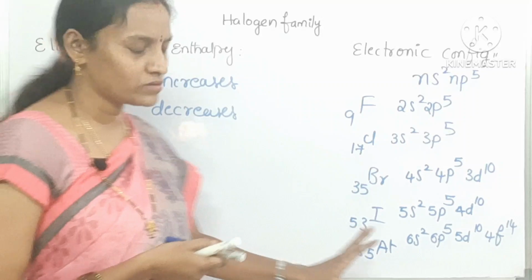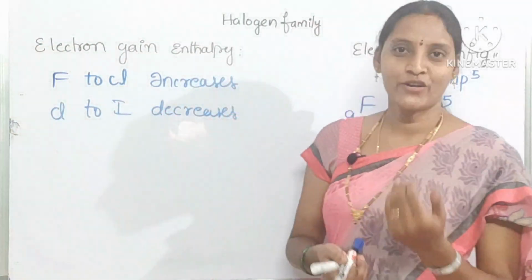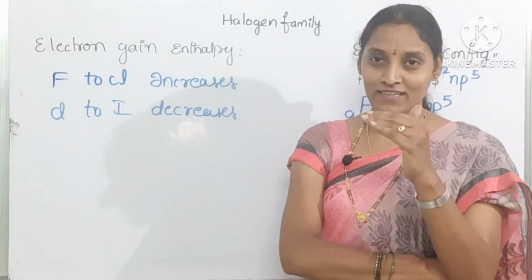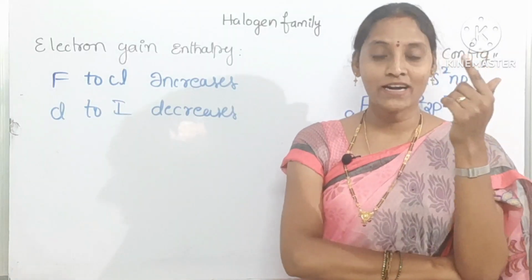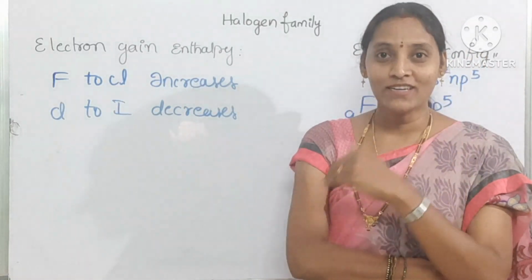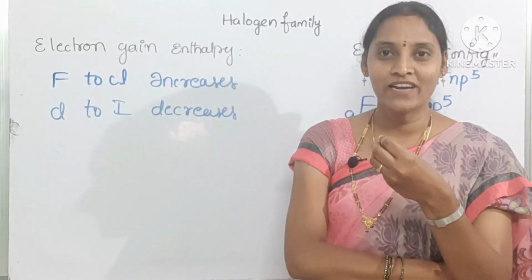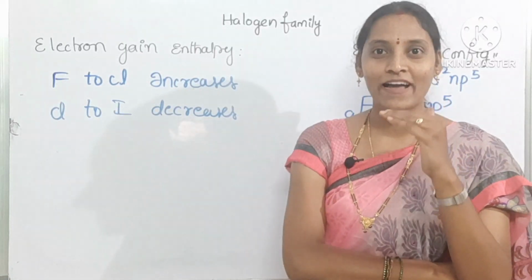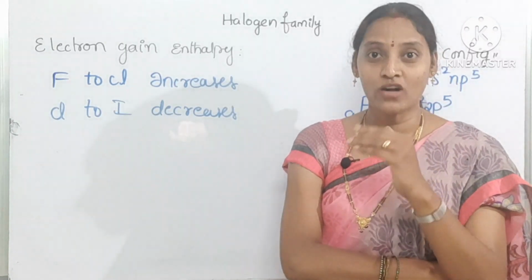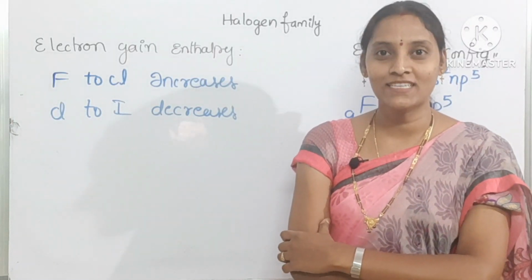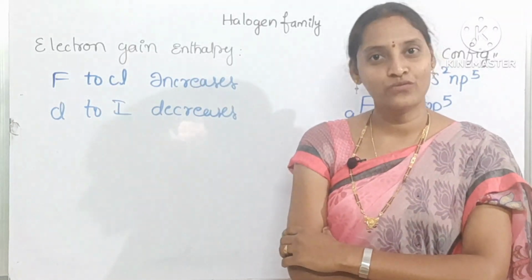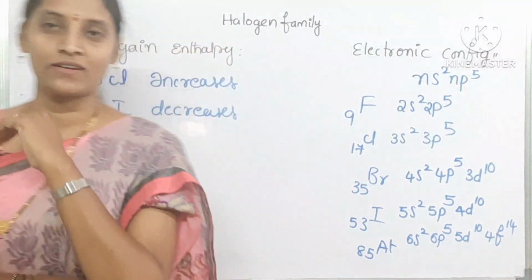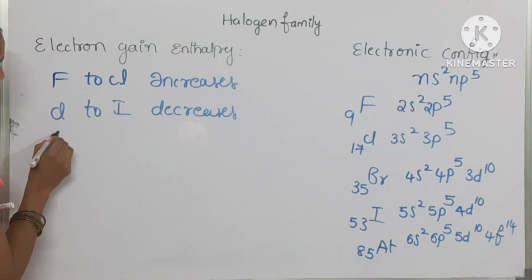Astatine no need to mention, because we already know it is a radioactive element. So fluorine to chlorine increases. Generally electron gain enthalpy for the first atom will be more. But here, why is fluorine less? The reason is more repulsion takes place between electrons present in the 2p orbital of a fluorine atom. That is the reason electron gain enthalpy is less for fluorine and more for chlorine, and then the remaining will decrease. Okay, this is about electron gain enthalpy. Then you can go for electronegativity.